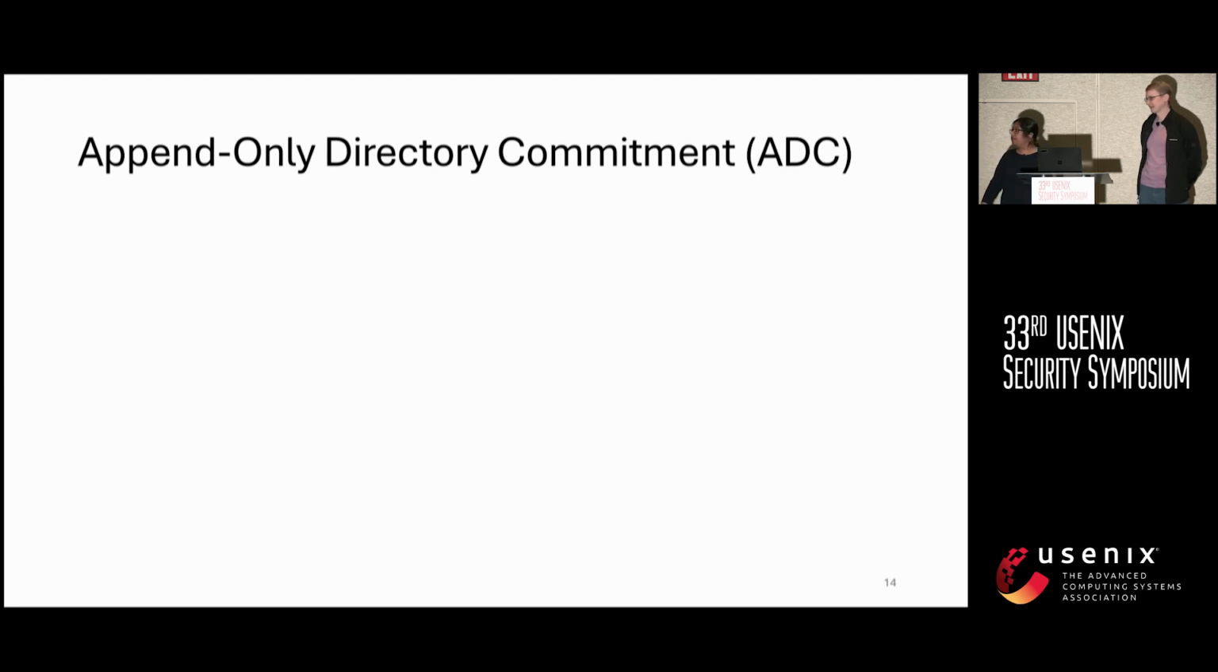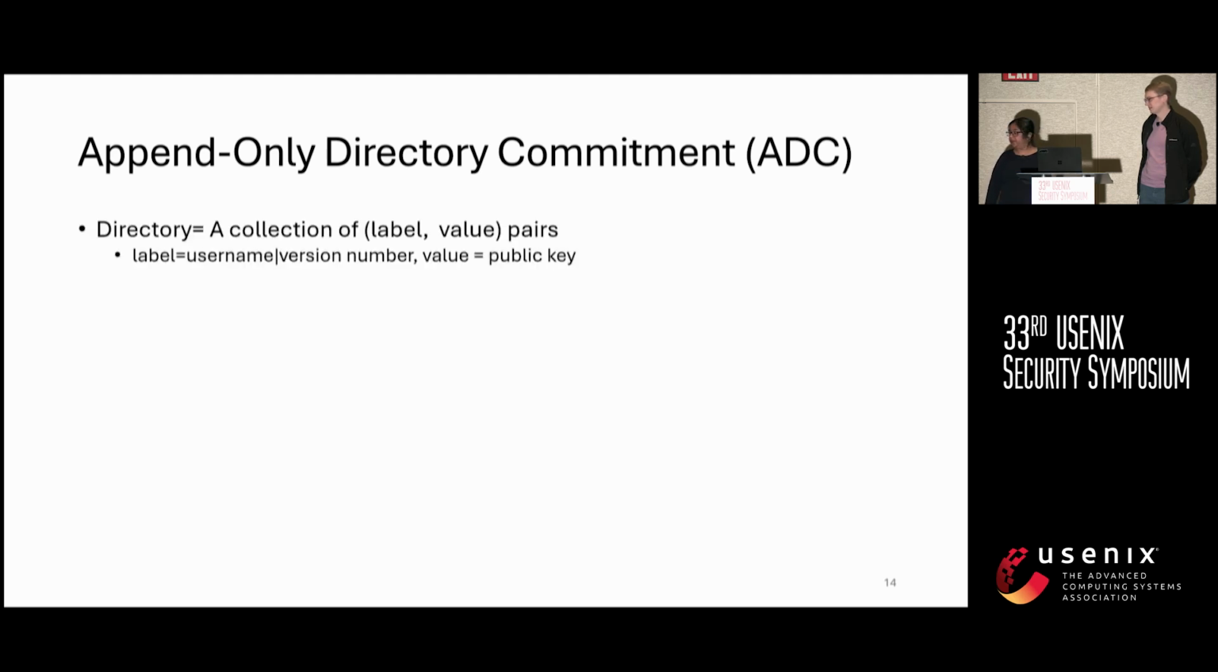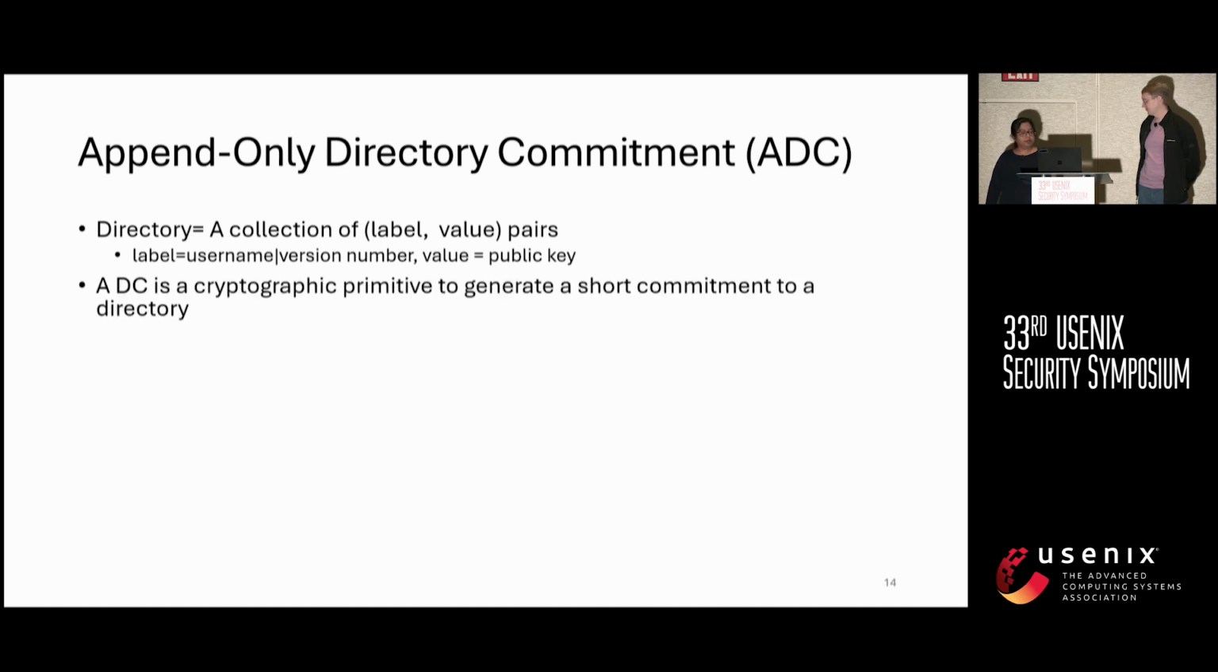Okay, so the core cryptographic building block here is something called the append-only directory commitment. In the paper, there are multiple layers of cryptographic abstraction, with ordered zero knowledge set and history dictionary and so on. But for the purpose of the presentation, let's look at this more simplified abstraction, which is: what is a directory? A directory is a collection of label-value pairs where the labels form a set. In the context of this key directory, the label is going to be the username appended with a version number, and the value is going to be the public key, which is going to be for encryption.